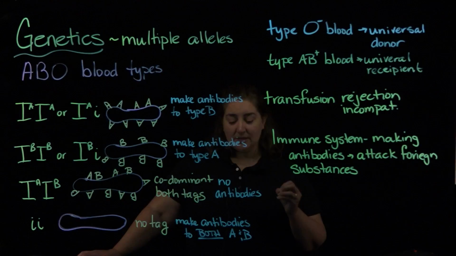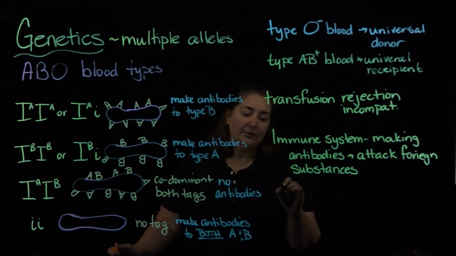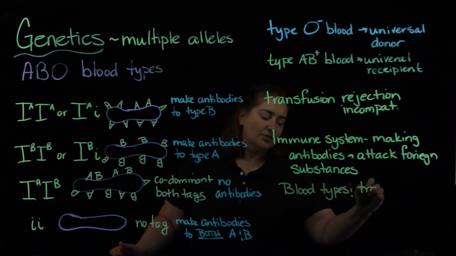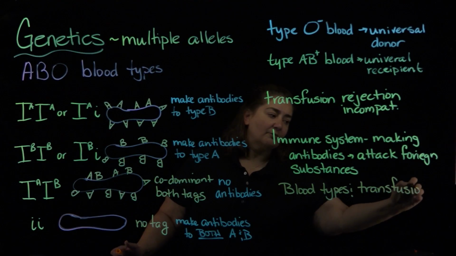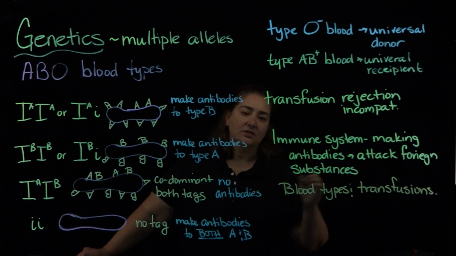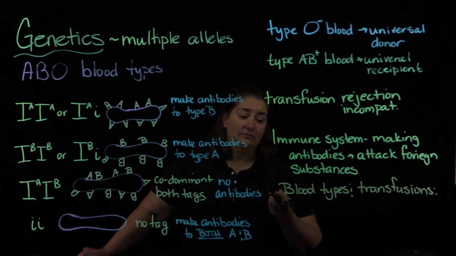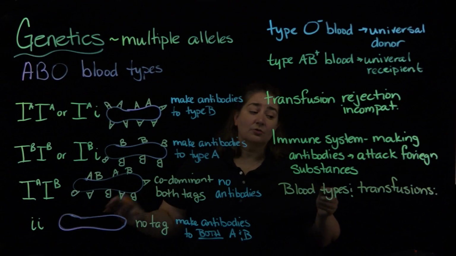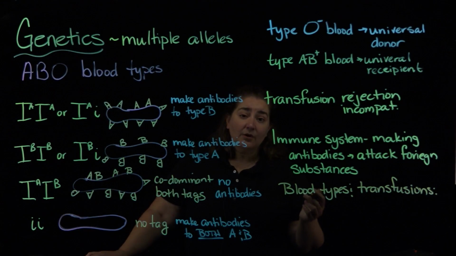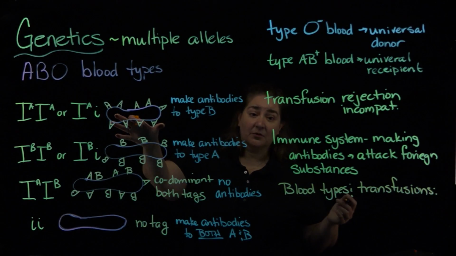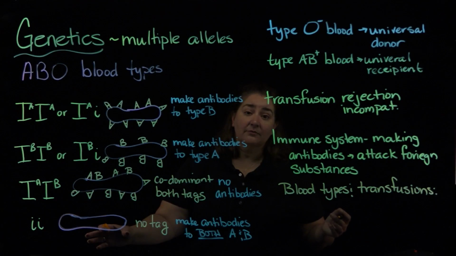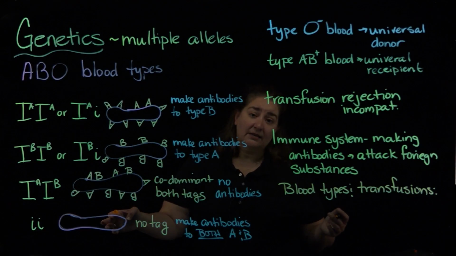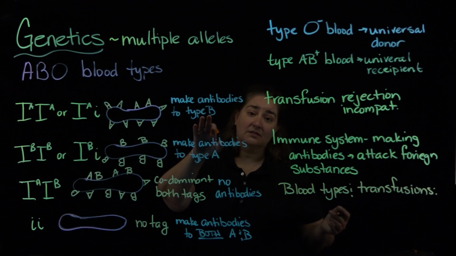So that's where that plays into blood types and transfusions, which is what you're going to be most interested in understanding as a future healthcare provider, okay? You have to match the blood type of the person who is receiving the donation to the person who is donating, okay? So somebody who has type A blood can receive blood from someone else who's type A, but they can also receive blood from somebody who's type O, because those type O red blood cells don't have any tags on the outside of them. So there's nothing to trigger the immune system, all right?